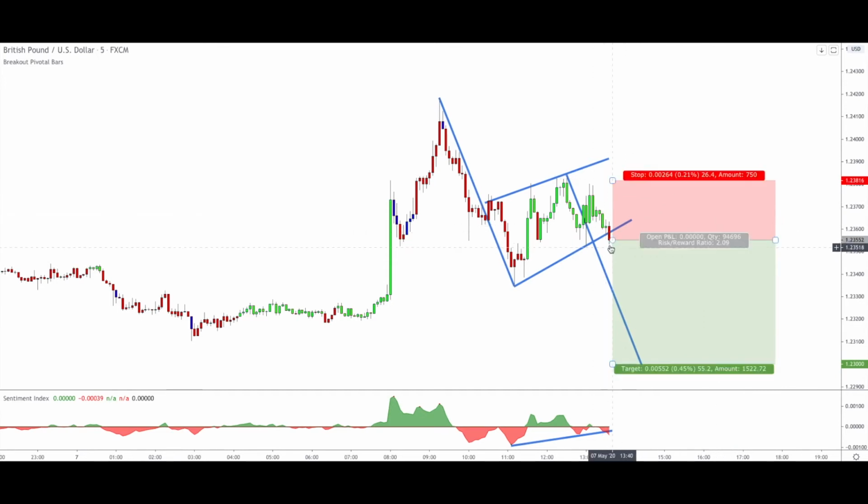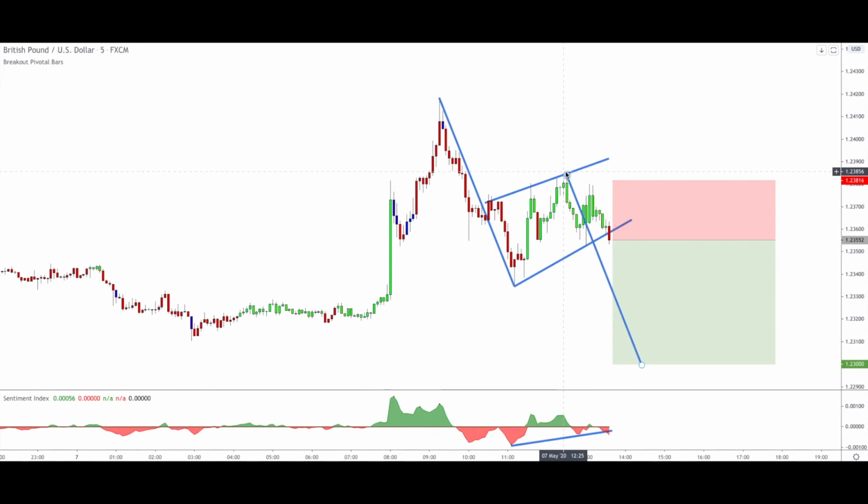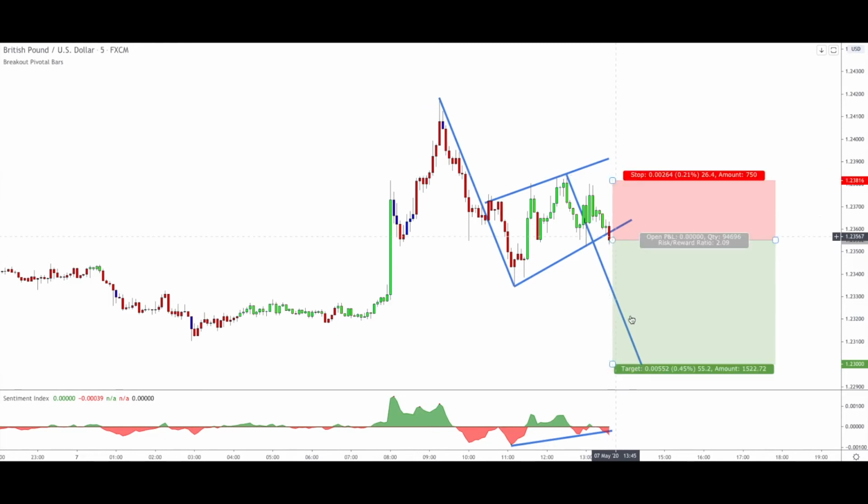Because for instance the price might go down a little bit and then go up a little bit and then make the final impulse to the downside. When we have this kind of price action, there is a very high chance that the price will eventually hit the target, especially considering our setup. My setup is made up by the Breakout Pivotal Bars breaking down with a red candle and the sentiment index breaking down at the same time. So there is a very high chance that we will get to the target. But of course, we always give the price some room to go in the opposite direction.